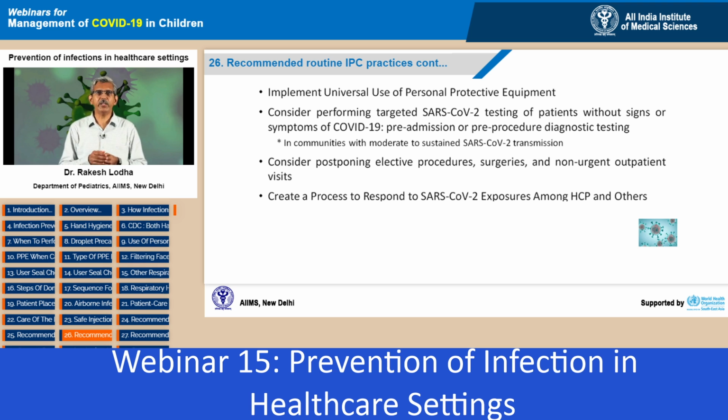Now, consider performing targeted SARS-CoV-2 testing of patients without signs and symptoms of COVID-19, and this may happen before admission, before doing procedures, before diagnostic testing in communities with moderate to sustained SARS-CoV-2 transmission. Consider postponing elective procedures, surgeries and non-urgent outpatient visits. One should create a process to respond to SARS-CoV-2 exposure among healthcare workers and others, which includes notifying the health department about suspected and confirmed cases, investigation and management of exposed healthcare personnel, and having a dedicated contact tracing team.